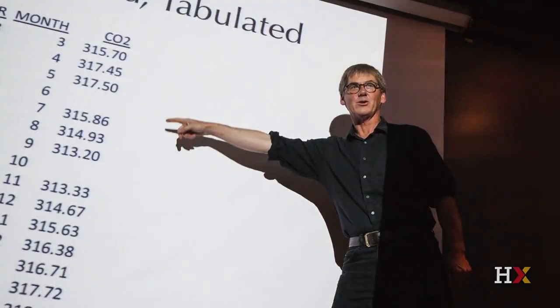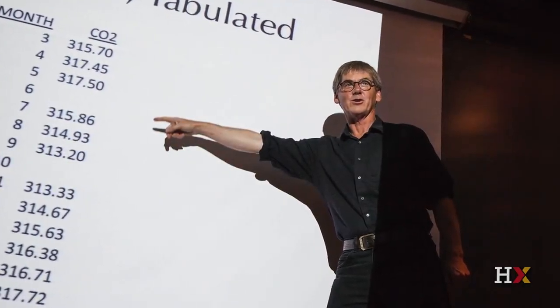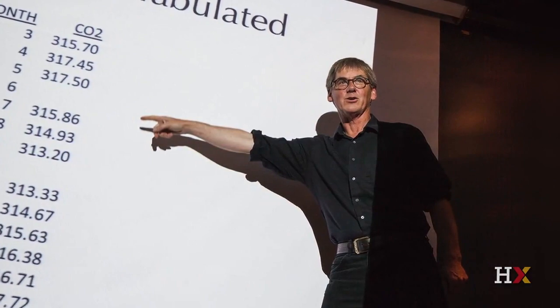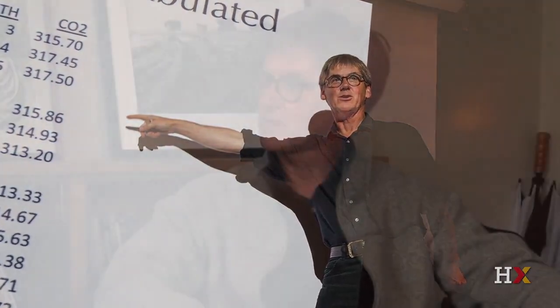So Ralph Keeling decided to do something really difficult. His father, of course, was famous for measuring atmospheric carbon dioxide, and Ralph decided to measure atmospheric oxygen. Now, you would think oxygen, boy, it's 20% of the atmospheric composition, it shouldn't be that hard. But what Ralph was trying to do was measure it very, very precisely.